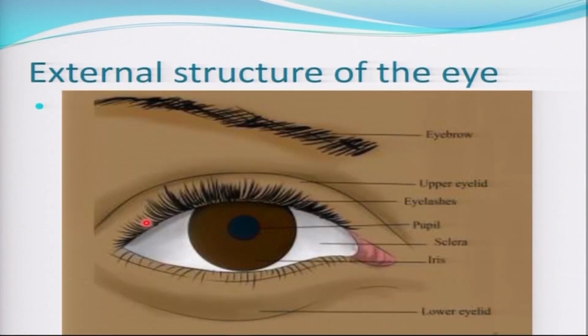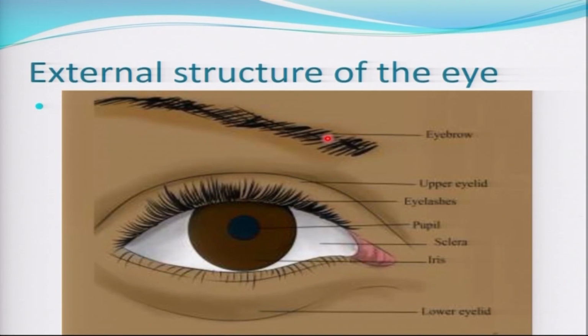Now, this is the external structure of the eye. You see? This is the external structure of the eye. What do you see here? Here on your screen, they are called eyebrows. Those help us to prevent, when you are sweating, the sweat from entering into the eyes, because those eyebrows are there.